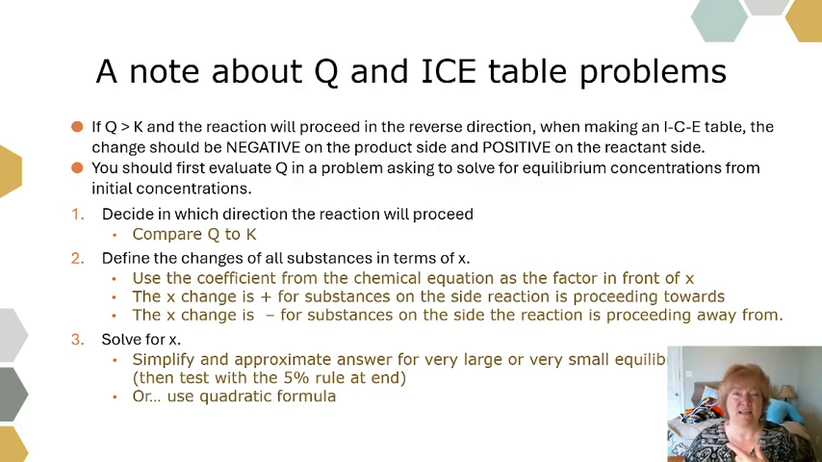So when you see that, it can be pretty complicated and a little bit confusing. It all works out fine though. So then you would solve for X. You can try simplifying it and using the approximation for very large or very small equilibrium constants and test it, make sure it's good. Or you use the quadratic formula. So it doesn't change the solution part. It just changes the setting up of the ICE table.